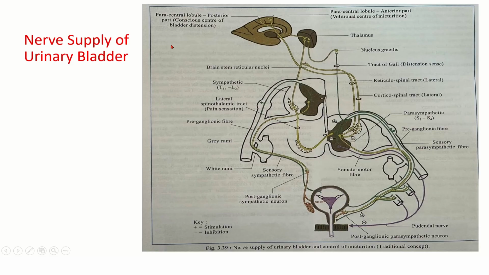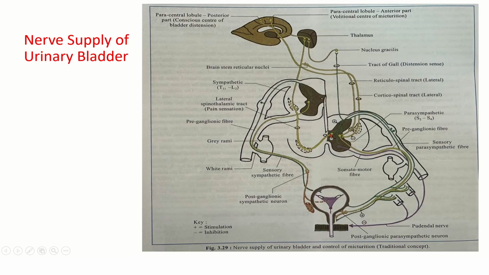The pain sensation reaches the posterior horn of the spinal cord. Here you can see the pain sensation reaching the posterior horn of the spinal cord. Sympathetics also carry pain fibers, and parasympathetics also carry pain fibers other than distension.